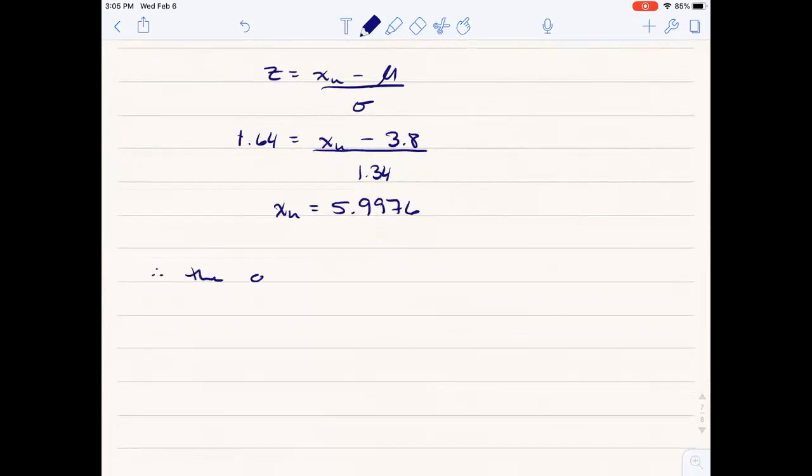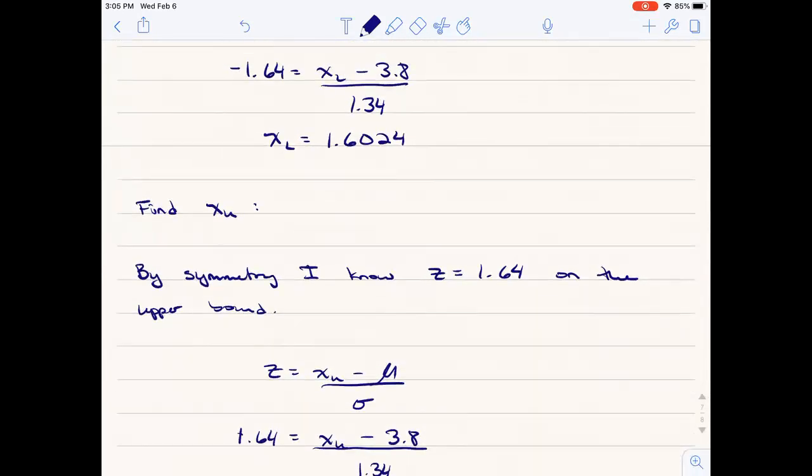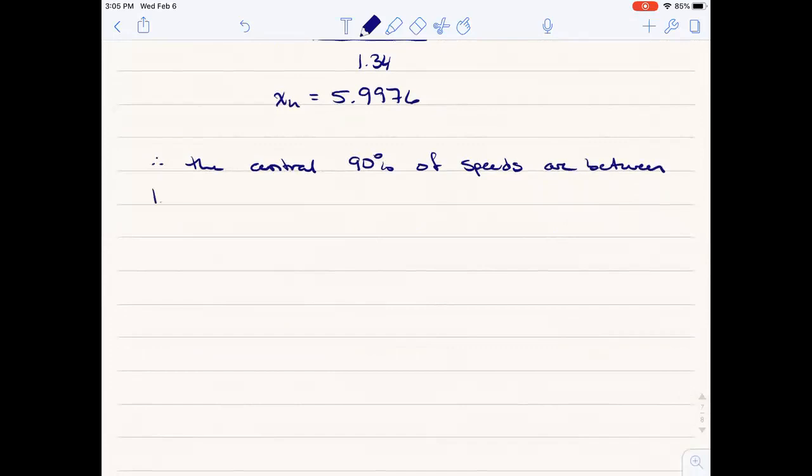Therefore, the central 90% of speeds are between, what did we say here? 1.6024 miles per hour and 5.9976 miles per hour. If you wanted to round those to maybe 2 decimal places, that's fine. No less than 2. Try to stick to 2 or more.